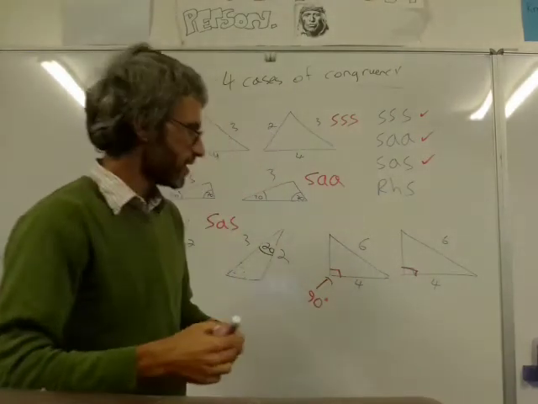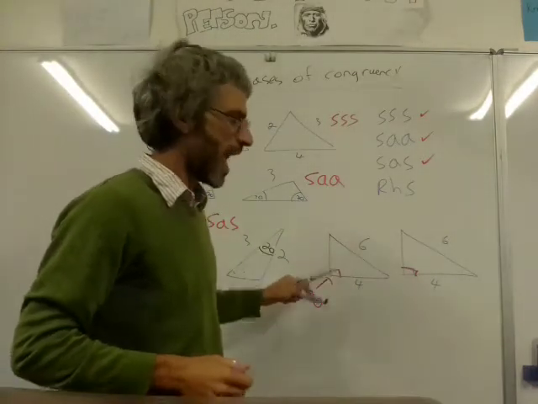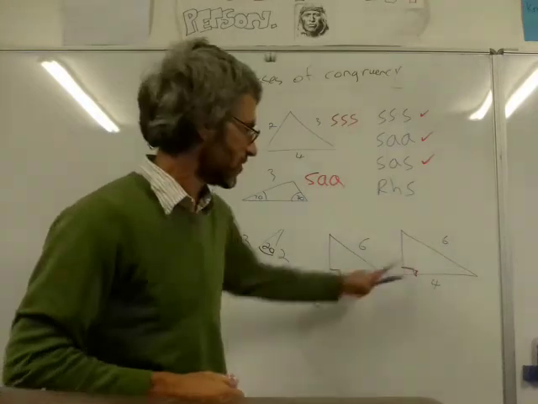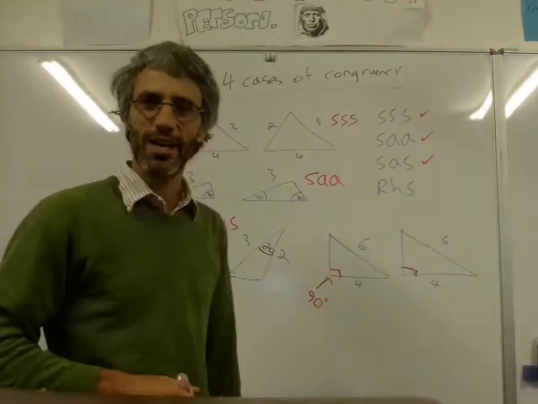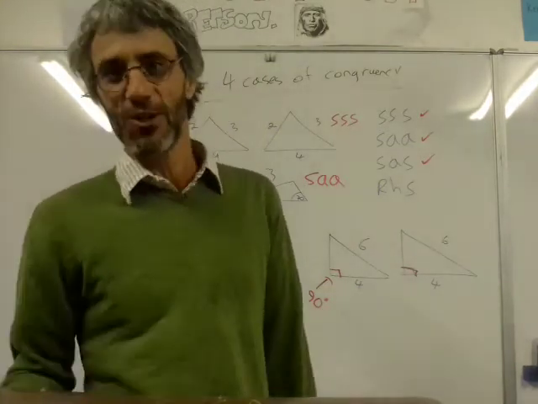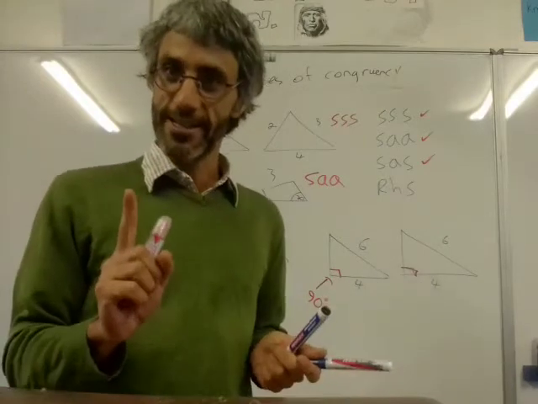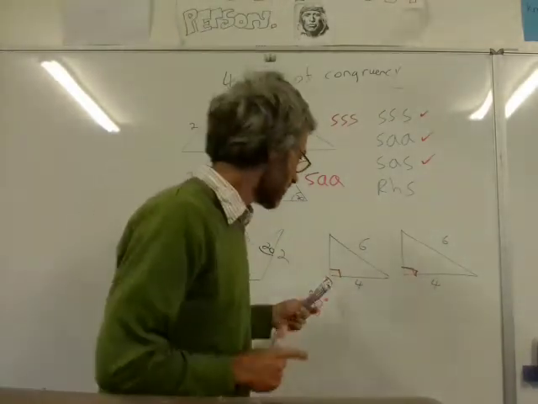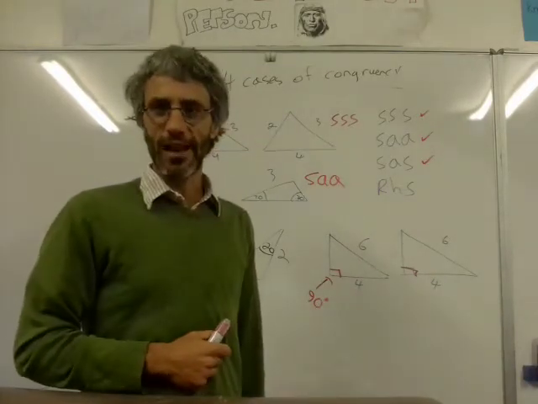Now, if you look at it carefully, you can see, okay, I've got two sides, but the angle is not between the two sides. It's not this angle. But didn't I just say that if you've got an angle not between the two sides and two sides are the same, then we can't say for sure that they're congruent? You're right, I did say that. But the difference here is that the angle is not just any angle, it's a 90 degrees angle.